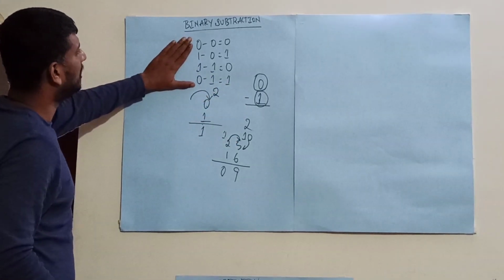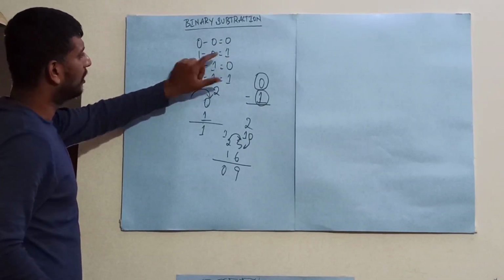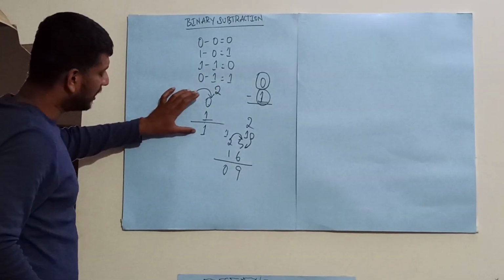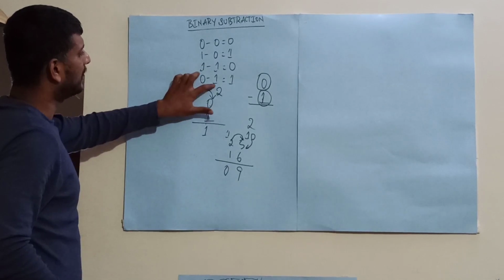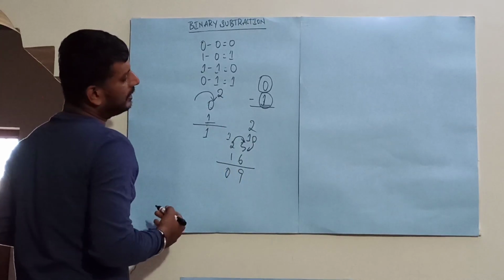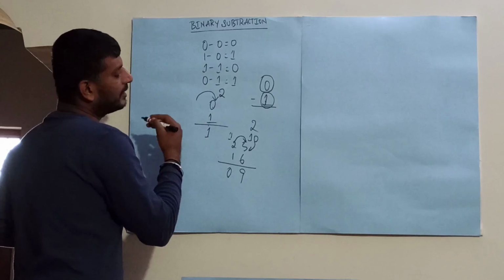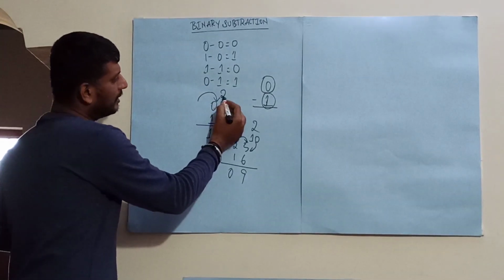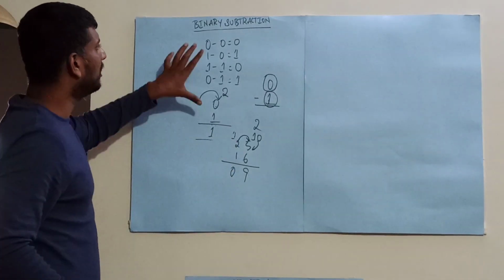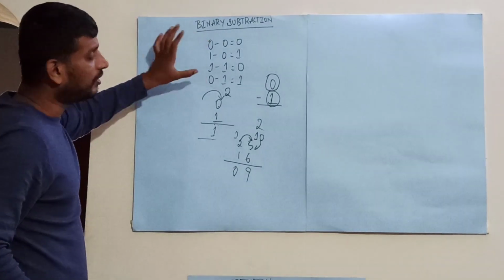Hope you understand these rules. The first rule is 0 minus 0 is equal to 0, 1 minus 0 is equal to 1, 1 minus 1 is equal to 0, and 0 minus 1 is equal to 1. And I have explained how you get 0 minus 1 is equal to 1. When you borrow a 1 in decimal subtraction, you borrow 10, whereas in binary subtraction, you borrow 2. Now 2 minus 1, automatically you get 1. This is how you perform binary subtraction using these four rules.